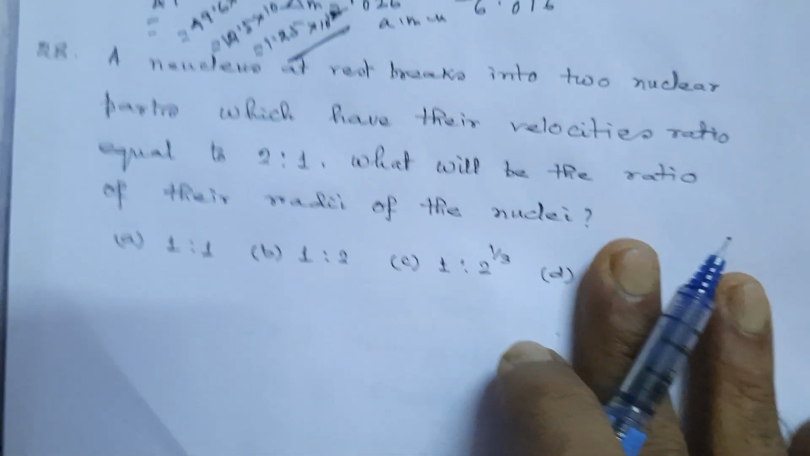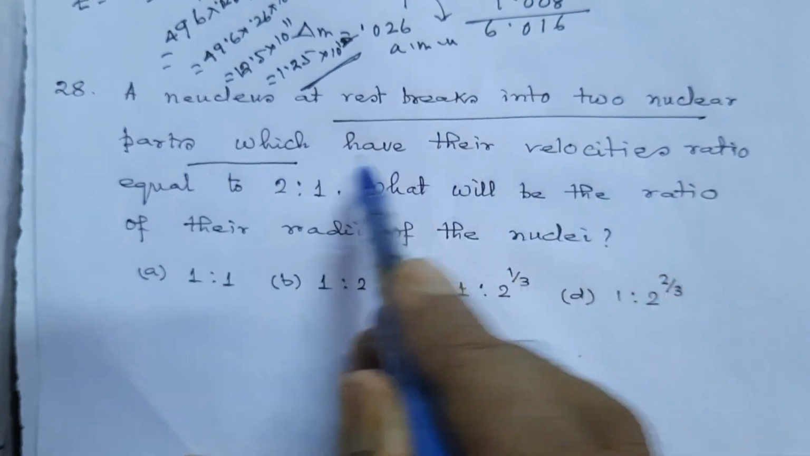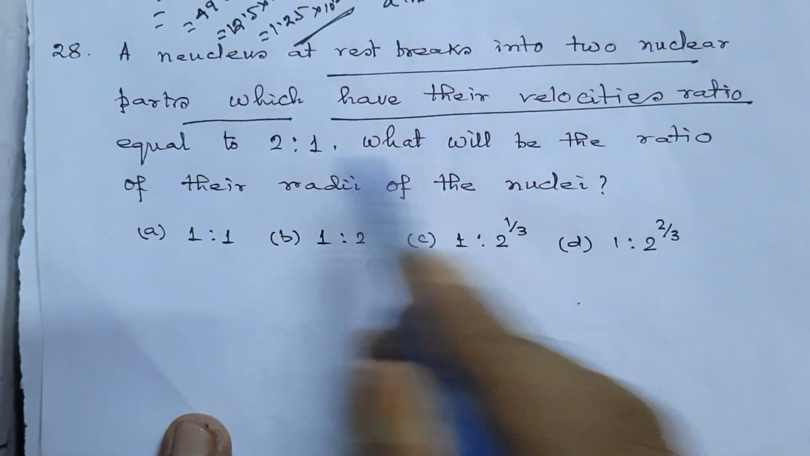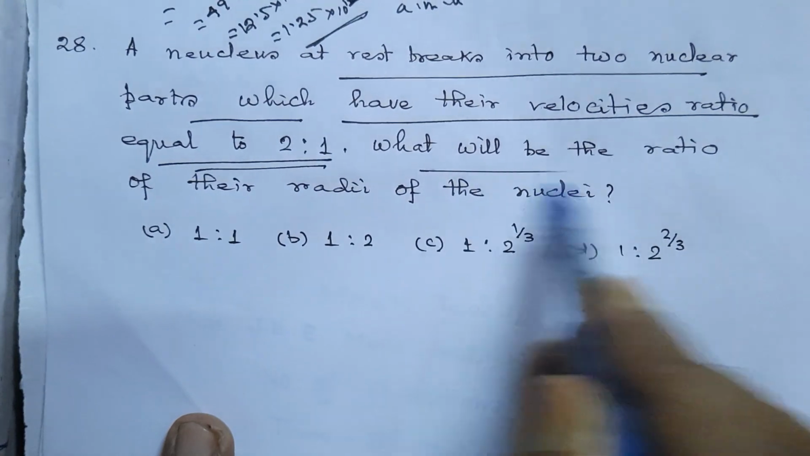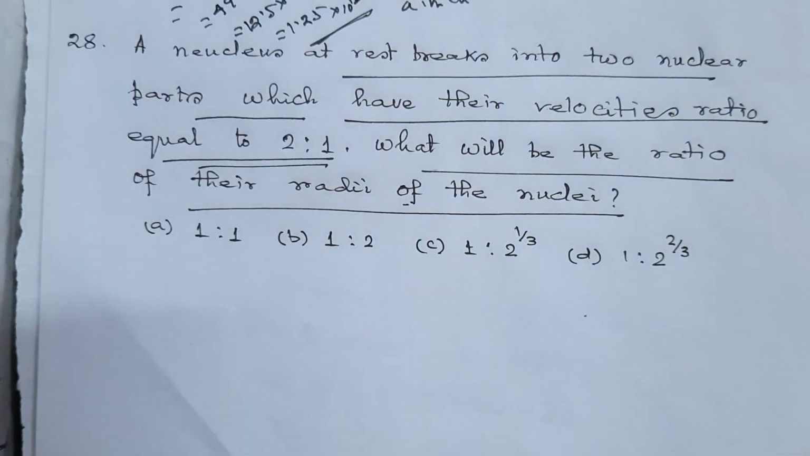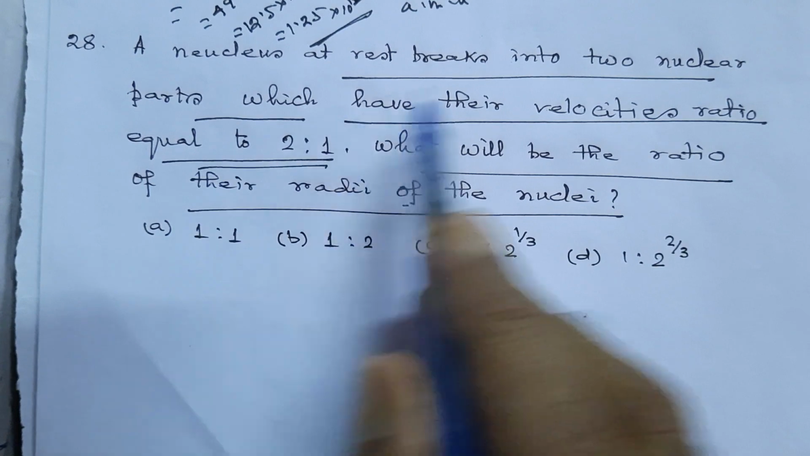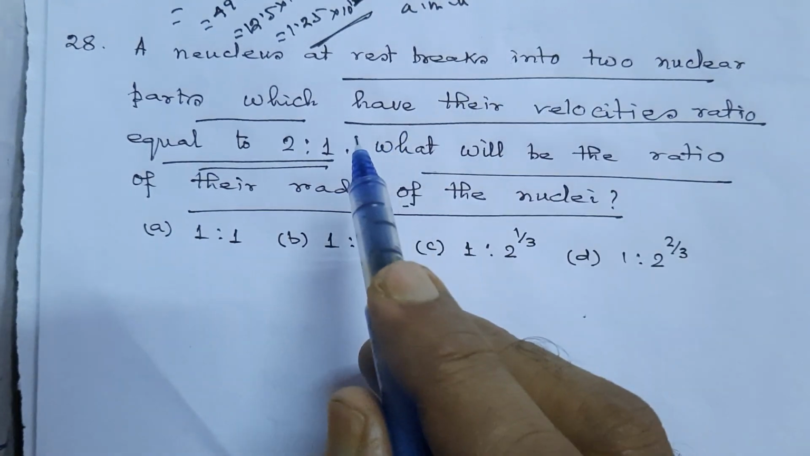Now see question number 28. A nucleus at rest breaks up into two nuclear parts which have their velocities in the ratio 2:1. What will be the ratio of their radii? Now their velocity ratio is given. The nucleus breaks up into two parts.